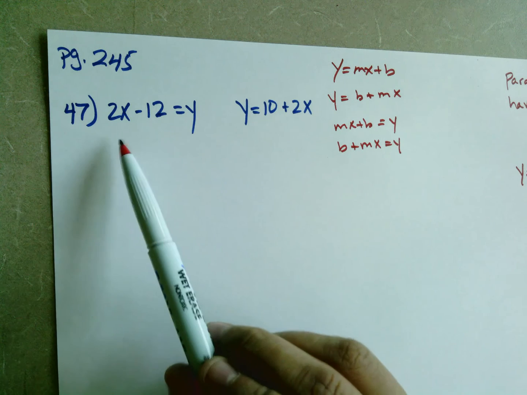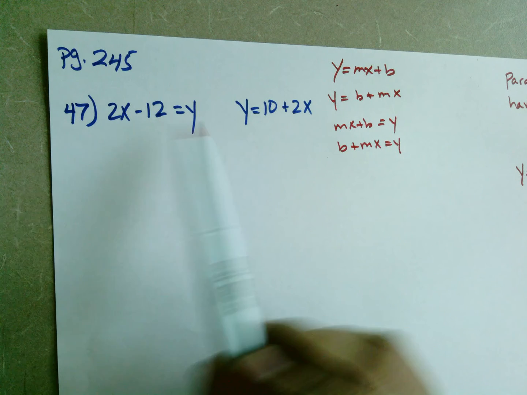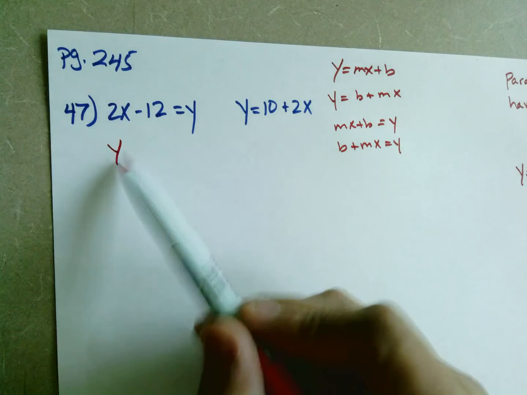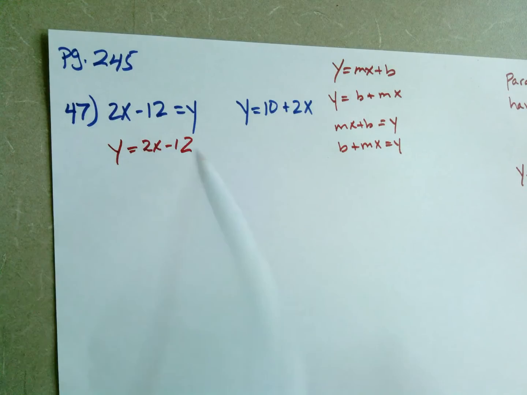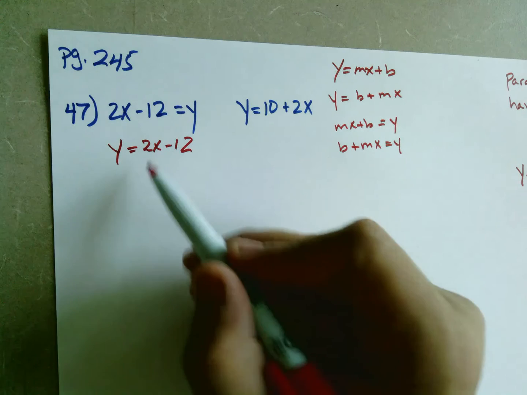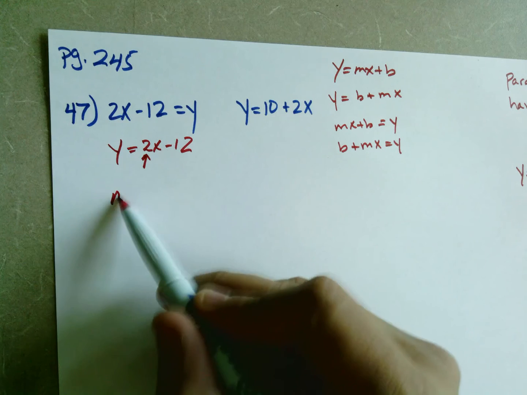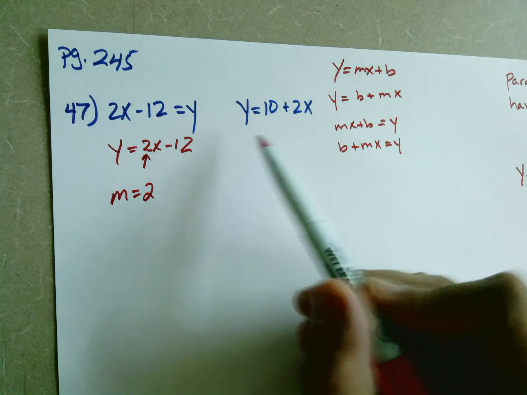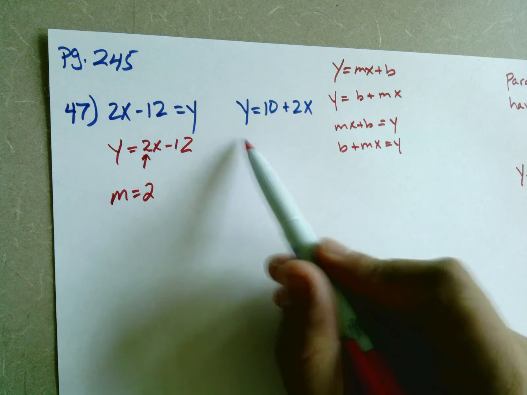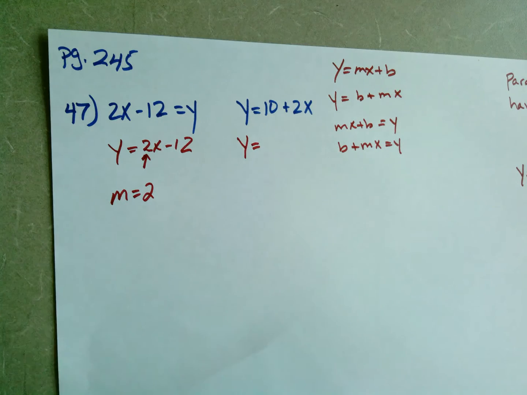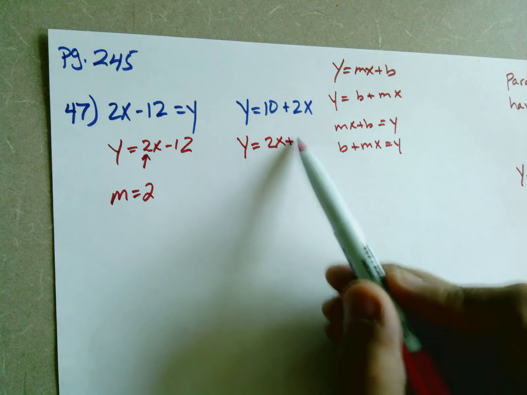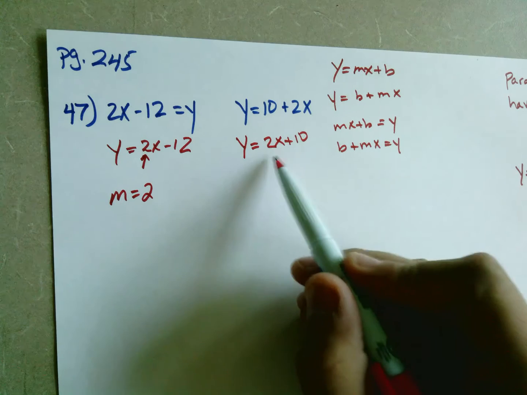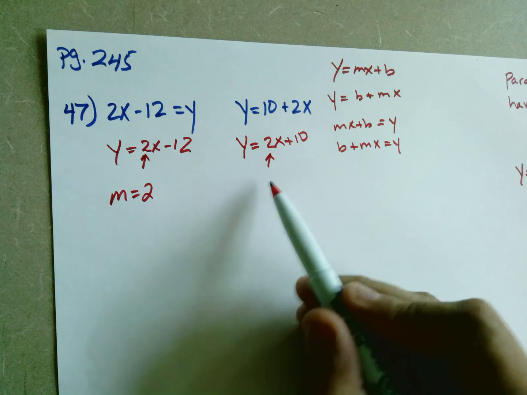So if I take a look at this, this is one of those y equals mx plus b forms. Y equals 2x minus 12. I can rewrite it. Now I have it in slope-intercept form, and I identified here that the slope equals 2. M equals 2, or the slope is 2 over 1. Now the same thing here. This is also another disguised form. Instead of y equals 10 plus 2x, we'll call it y equals 2x plus 10. And once again, m equals 2.